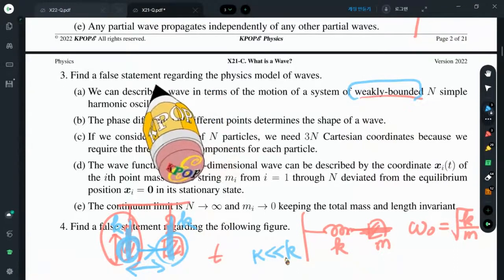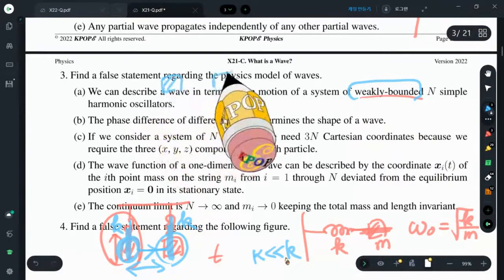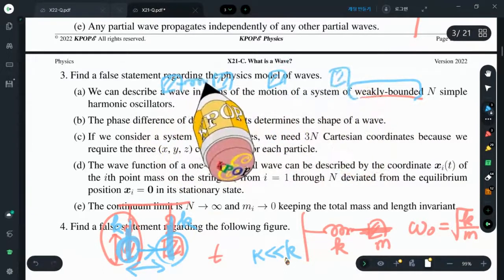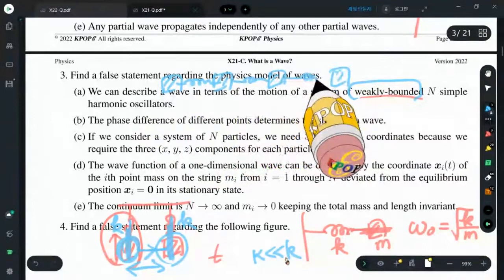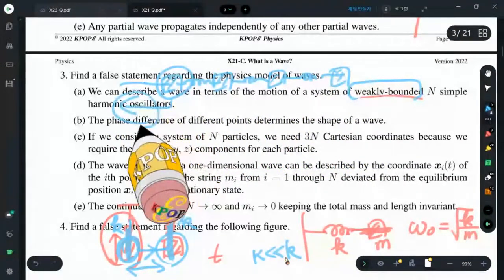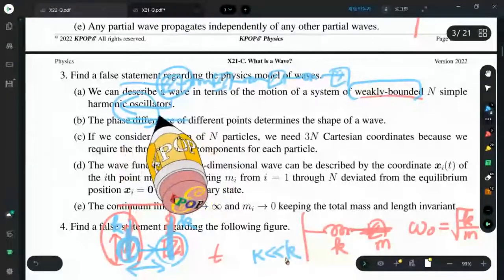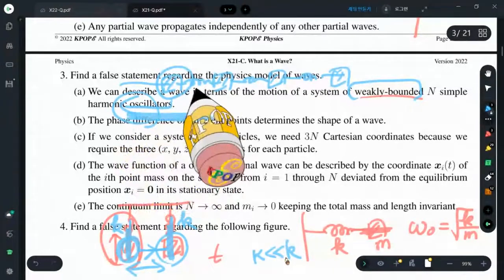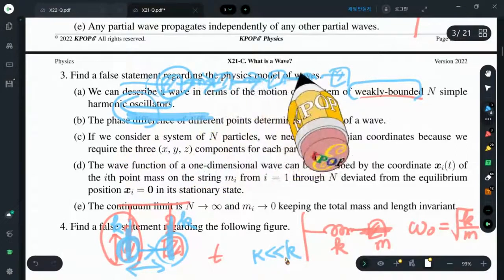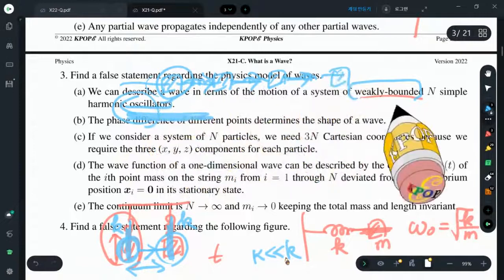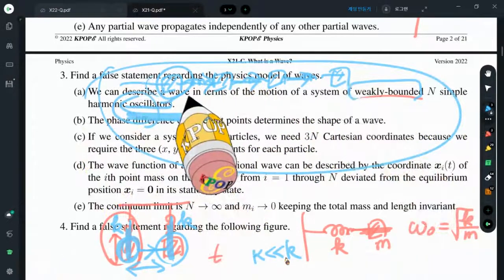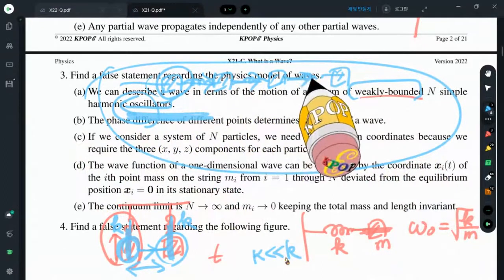And what happens if I connect many, many masses with springs? And I move this one a little bit and release it. Then this one oscillates, and as time goes by, this oscillation propagates to the neighbors. And if you look at the global picture, you will see the wave propagation.